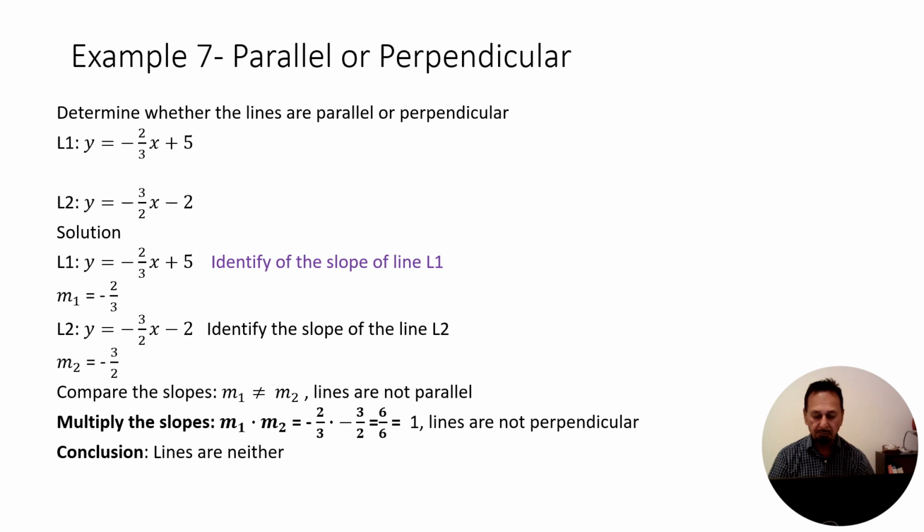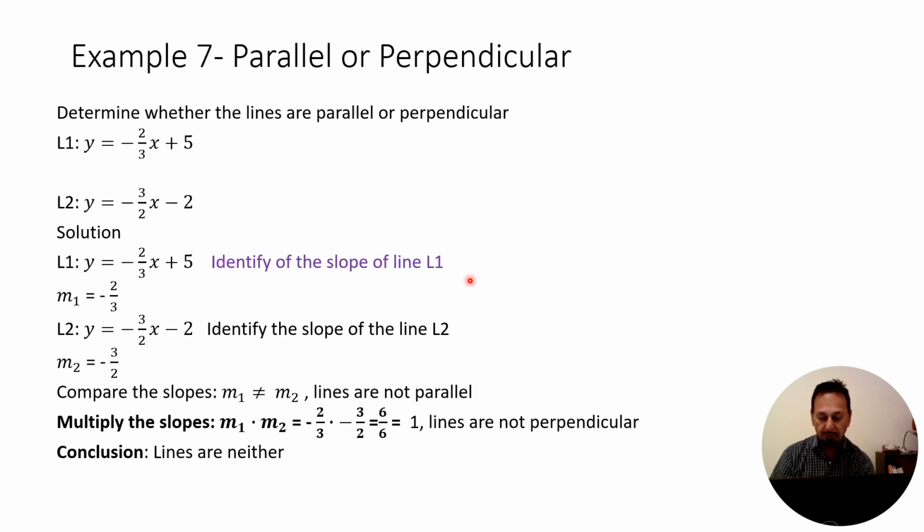Example 7. Parallel or perpendicular. Determine whether the lines are parallel or perpendicular. Line L1 is y equals negative 2/3 x plus 5. Line L2 is y equals negative 3 over 2 times x minus 2. Let's write down line L1: y equals negative 2/3 times x plus 5.